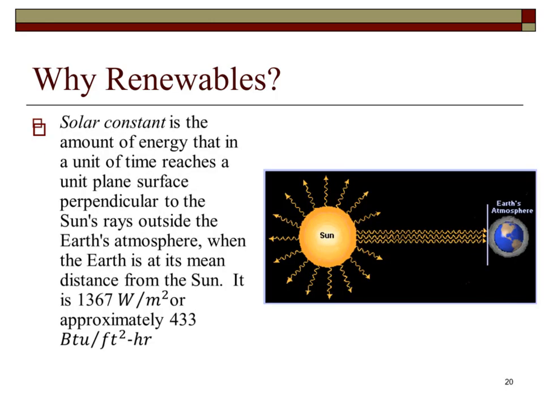Solar constant is the amount of energy per unit time that reaches a unit plane surface perpendicular to the Sun's rays outside the Earth's atmosphere when the Earth is at its mean distance from the Sun. It is 1,367 watts per meter squared, or approximately 433 BTUs per hour per square foot.